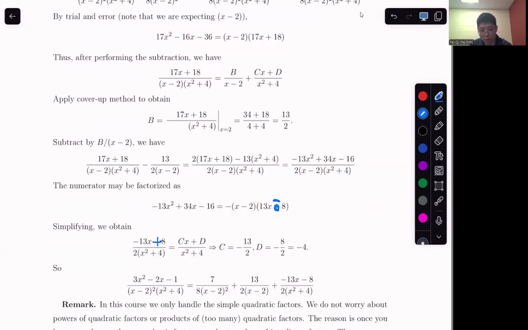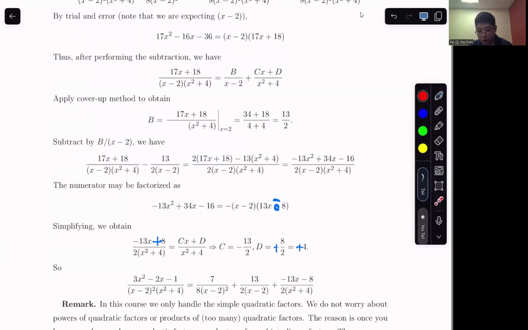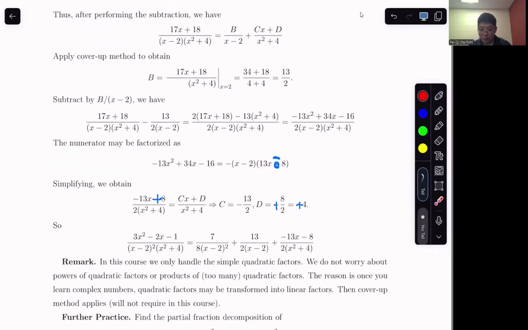So this guy is supposed to be equal to Cx plus D. So as a result, I guess C equals 13 over 2. So this part is fine. But D over here should be positive 8 over 2. It should be positive 4. Okay, so I think this is the typo I introduced when I was writing this set of notes.